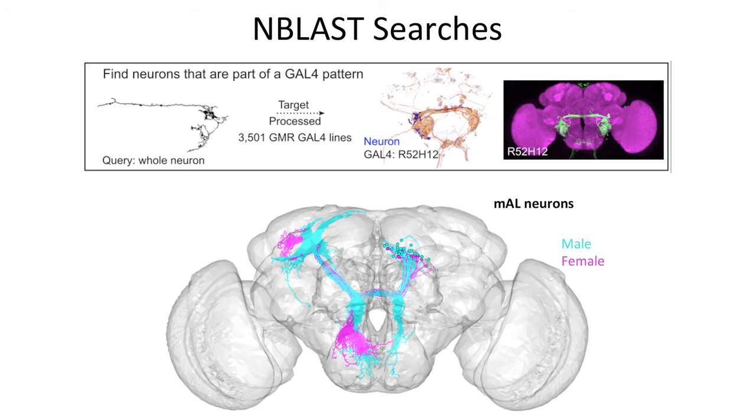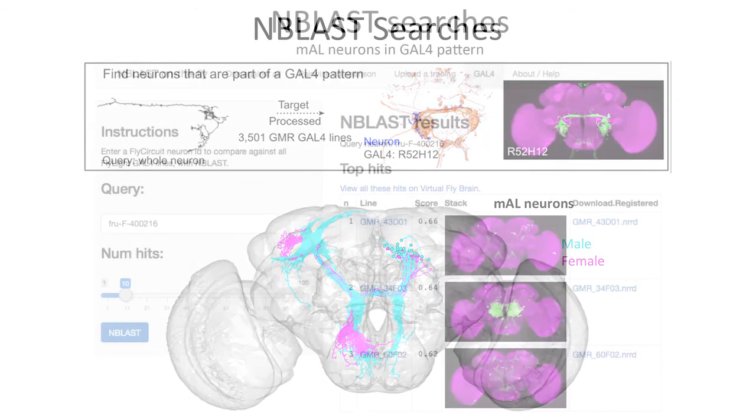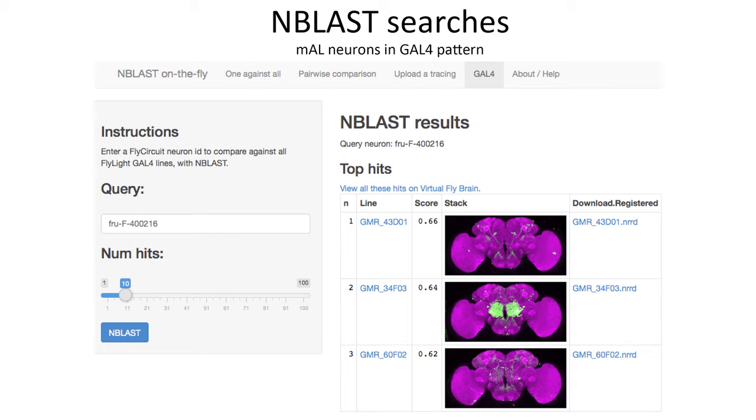Another type of search we can do is to find what neurons are present in a genetic driver line. This type of search is very useful for researchers when they're planning their experiments because it makes it very easy and quick to find what transgenes they need to pick to label specific neuron types. In this type of search, we're using a set of 3,500 GMR Gal4 lines produced by the Rubin lab in Janelia. Here we're searching for driver lines that label the MAL neurons. In this case, we have a set of 10 neurons that we're using as a query, and we can see the top hit is a driver line that specifically labels this neuron type.